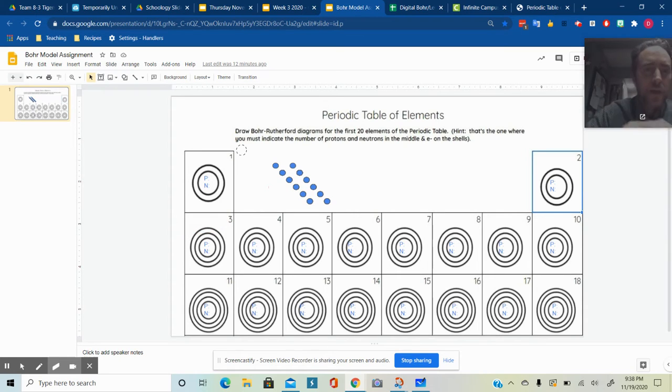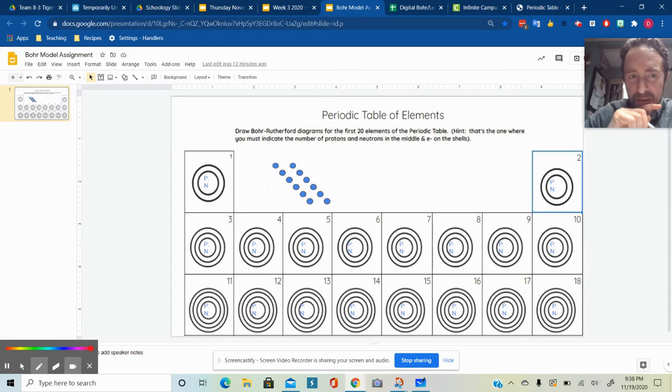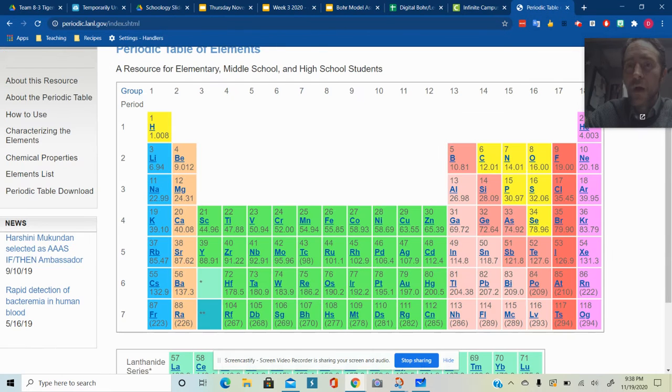So let's take a look at how we do that. Again, if you did the video yesterday, you'll have some idea about this. Remember, there are 3 parts to an element: protons, neutrons, and electrons. So we're going to figure out how we can find each one of those numbers and then how we can show it on the Bohr model. If you've got your periodic table, I would take that out right now. Otherwise, this is a good website that has a good periodic table.